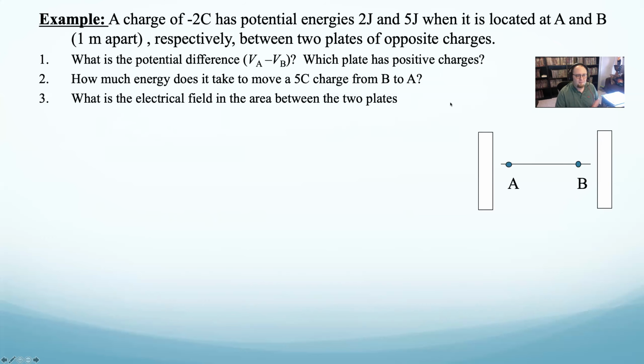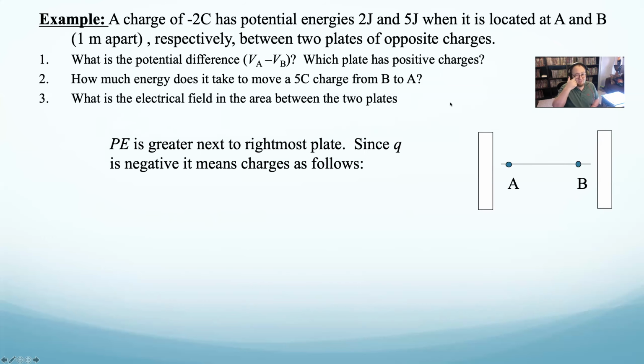Well, if I want to find the potential difference and which one's the positive charge, I can say the potential energy is greater next to the rightmost plate. Since Q is negative, and if it has more potential energy here, it has to be like this. Normally the potential energy is greatest close to the positive plate, but we're negative, so it's the opposite.